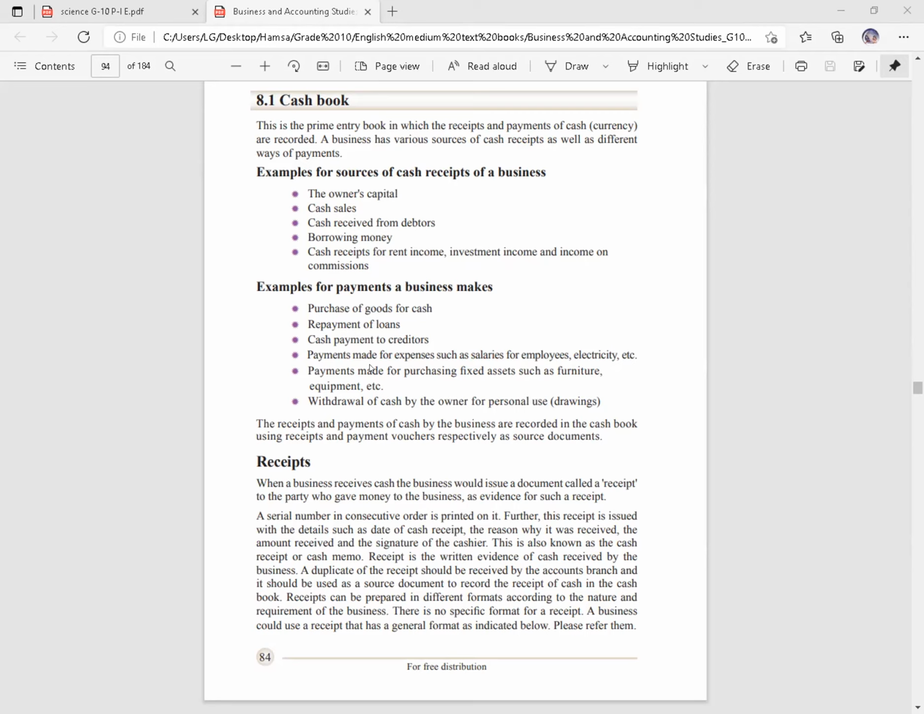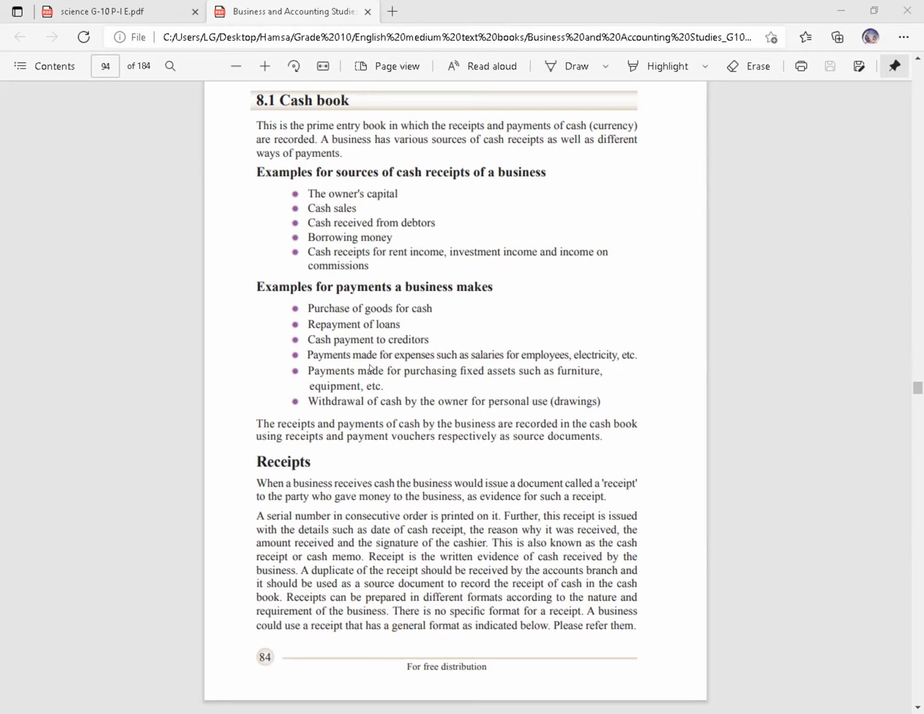Payments made for expenses such as salaries for employees, electricity. Yes, when you pay your electricity bill, your water bill, and when you pay your salaries, your cash is going out of the business. So those are payments, right? And also payments made for purchasing fixed assets such as furniture, equipment. When you buy non-current assets for the business like machineries, motor vehicles, furniture, equipment, or air conditioners, right?